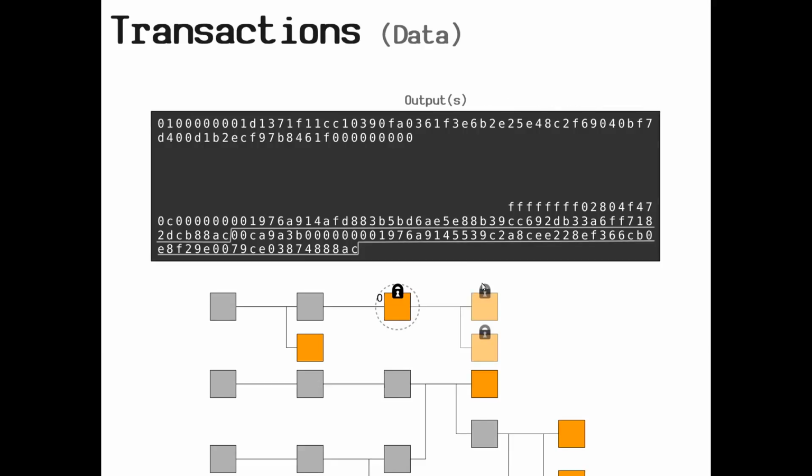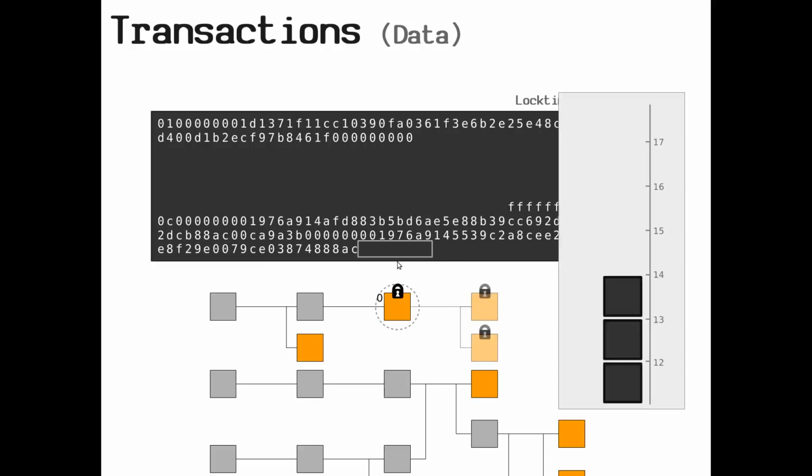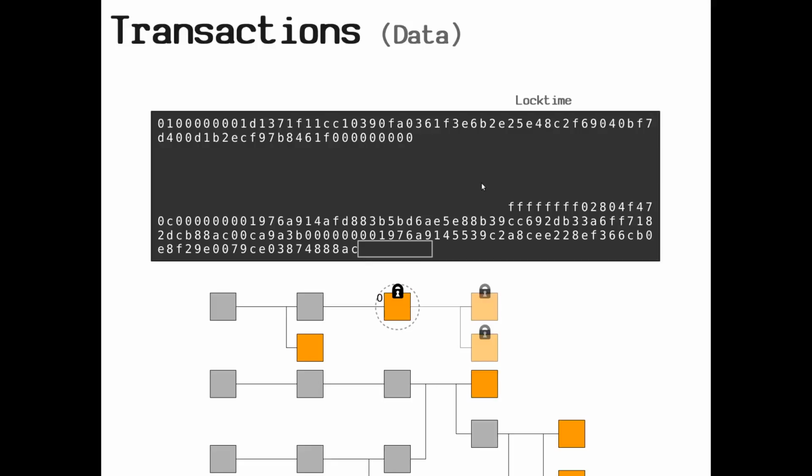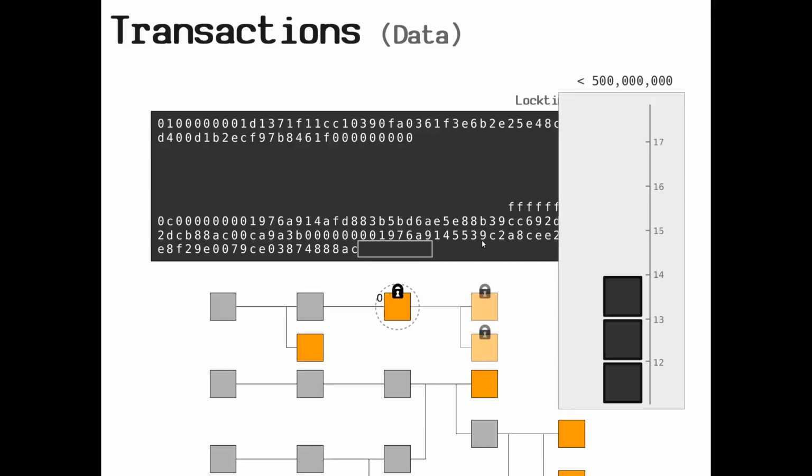And then lastly, we have what's called the lock time. This is the final part of the transaction. The lock time basically allows you to sort of post-date the transaction. So if you put a lock time in here of less than 500 million, then that's referring to a particular block height. So if we said we are currently at block 14 and we put the lock time of 16 in here, then that means that this transaction can only be mined when the block height reaches 16 or greater.